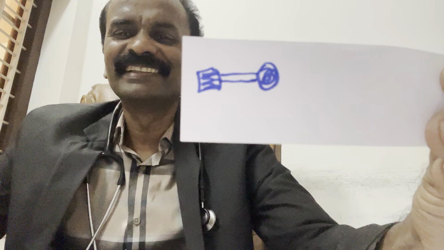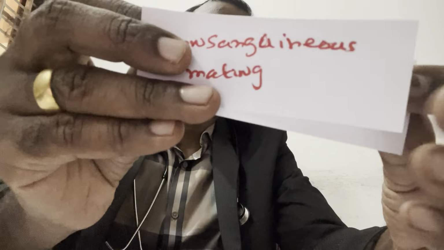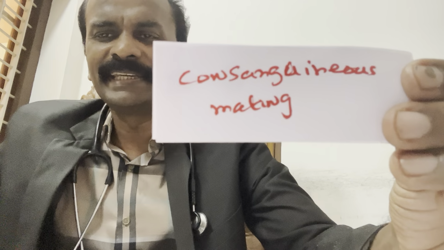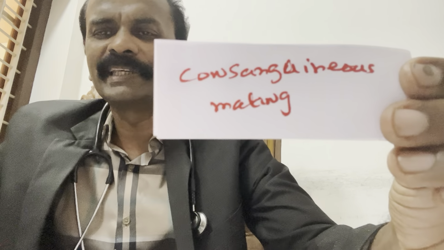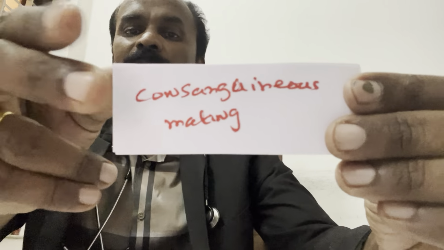See, round and two lines. Two lines are connected. So what does it mean? Consanguineous mating, or mating between relatives. Two lines will be there. Don't forget the two lines.